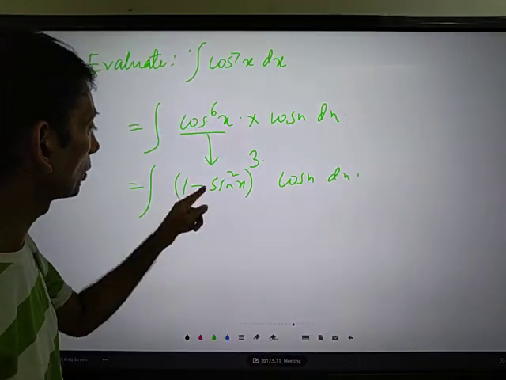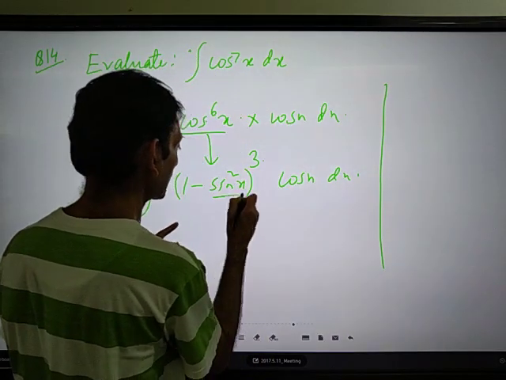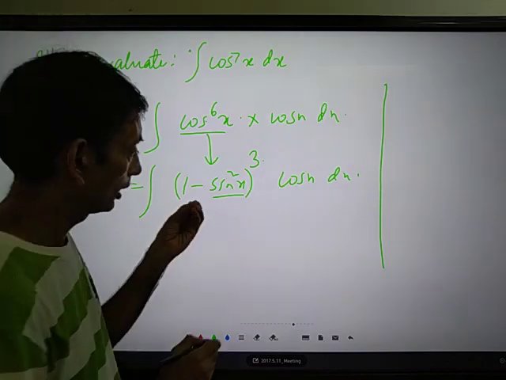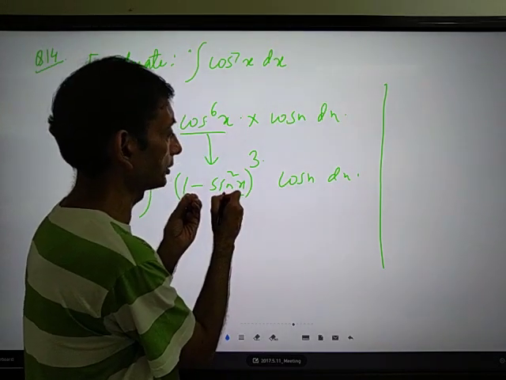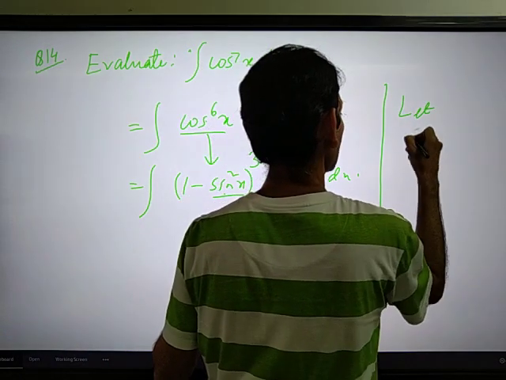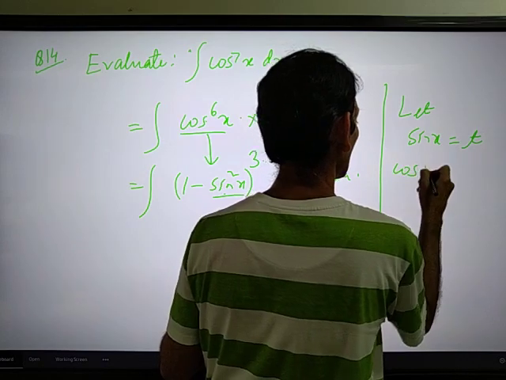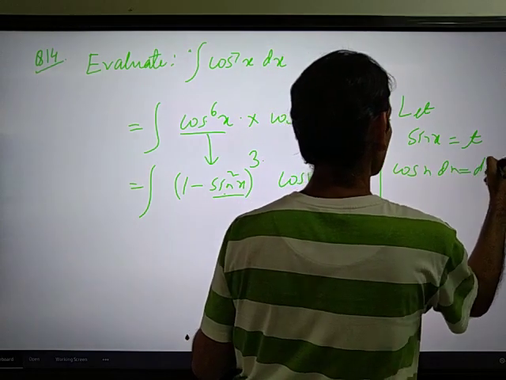Let's go for substitutions now. What is the substitution? We will substitute sin x equal to t. Why? Because if you substitute sin x equal to t, the differentiation is cos x. So let sin x equal to t, and therefore cos x dx gives us dt.